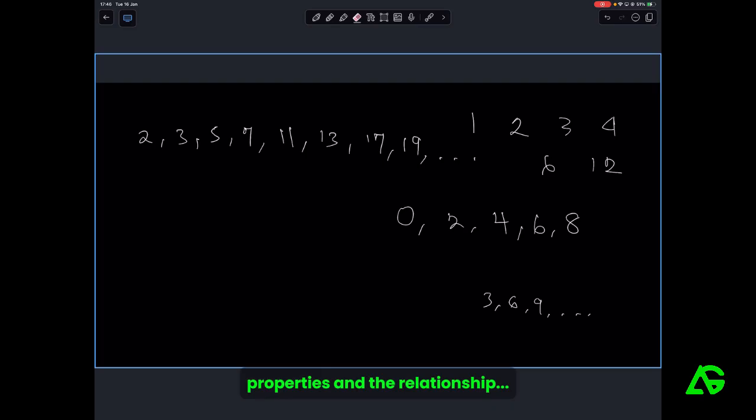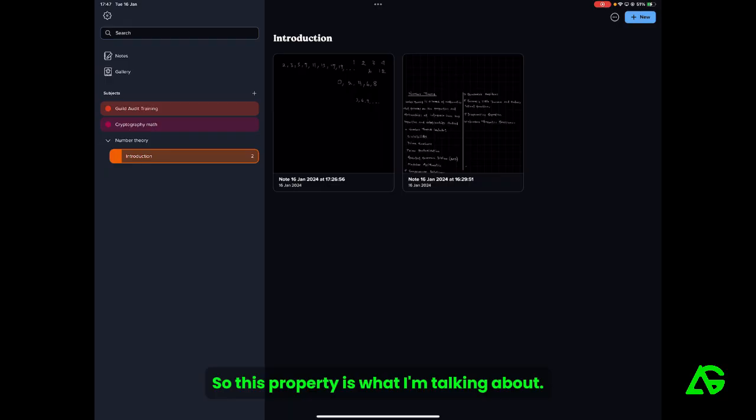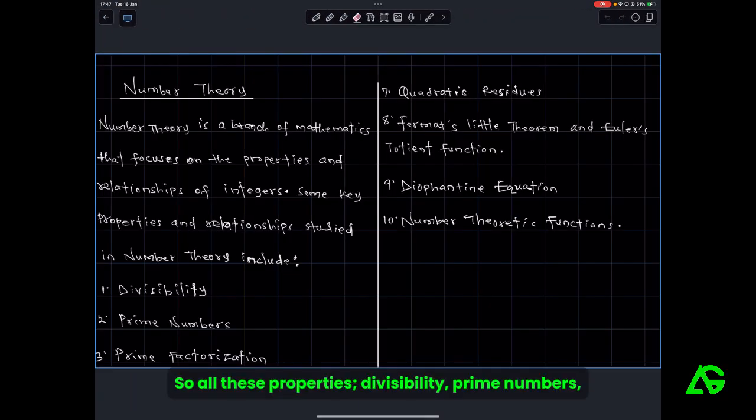So we are just trying to look at some of the properties and the relationships that we have in the definition of our number theory. Properties like divisibility, prime numbers, prime factorization, and so on, based on what I've shown earlier. And let me go back. So these properties are what I'm talking about.